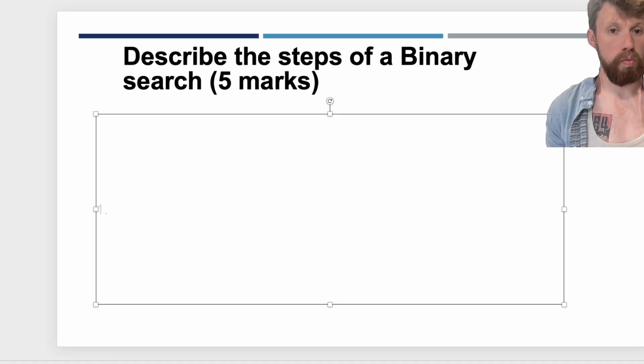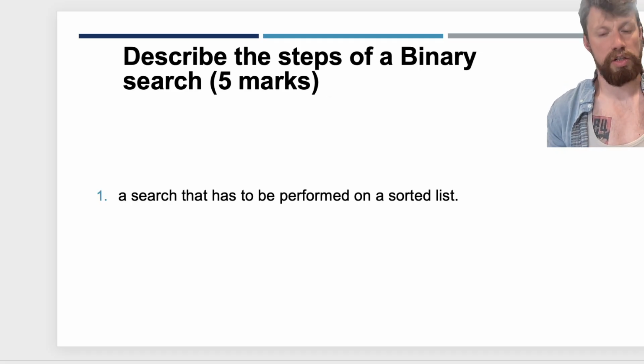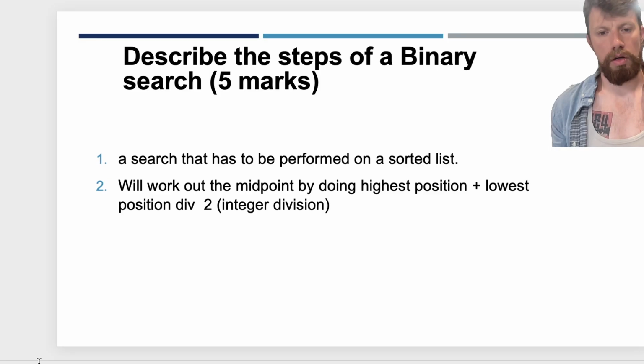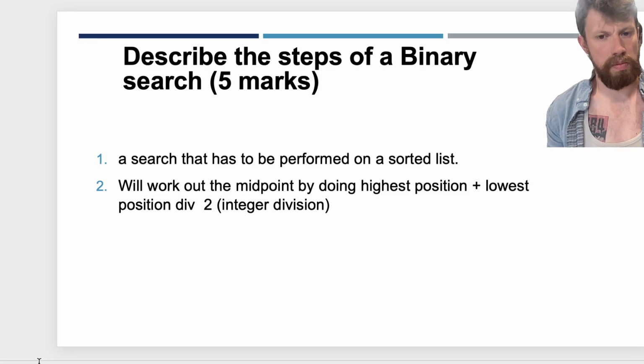Trace is now complete. We're now going to try and describe the steps of a binary search in a generic problem, as opposed to applying it like we just did before. Mark 1, a search that has to be performed on a sorted list. Mark number 2 is we are going to calculate the midpoint by doing the highest position plus the lowest position, div 2. Notice that we don't have to give any examples, but we're just talking about this generically.